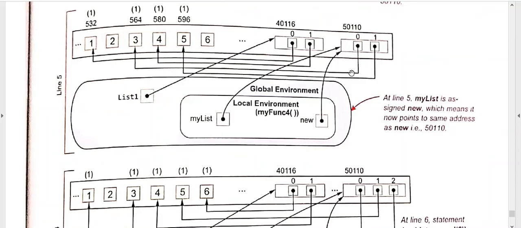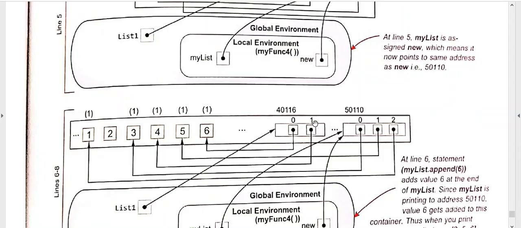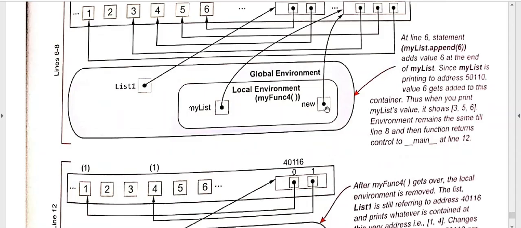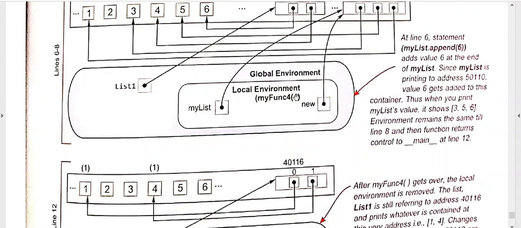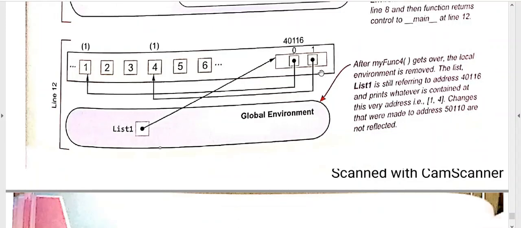Now what you have done is added one more element, that is 6, here. So the new 6 has been added here. This list is still storing 1 and 4, but this one is storing 3 5 and 6. So when this local variable scope goes away, it will again point to this. So the global environment is still pointing to 1 and 4.